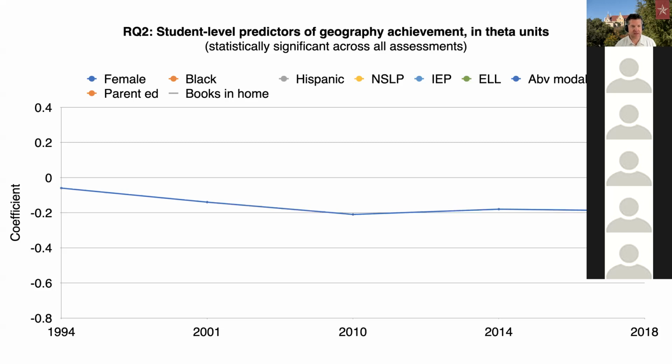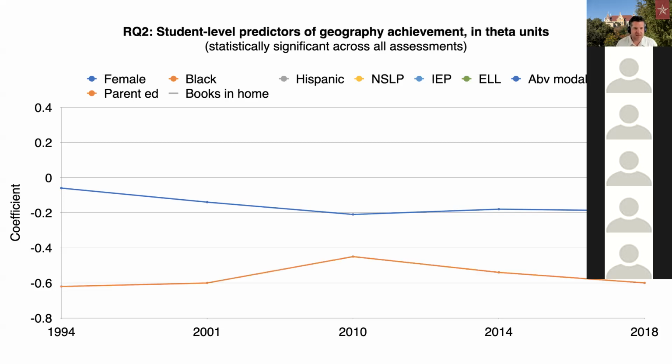We can see here that in 1994, the model estimates that female students will perform about 0.06 standard deviations lower, and that gap widened by the time we get to 2018 to about 0.2 standard deviations lower. Keep in mind that these are statistically independent coefficients, everything else conditional in the model, holding all the other variables in the model constant.